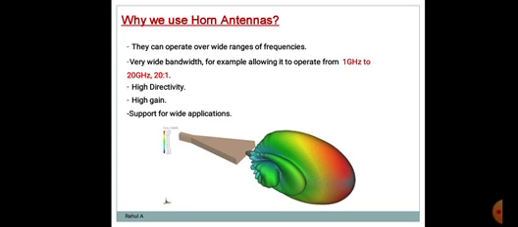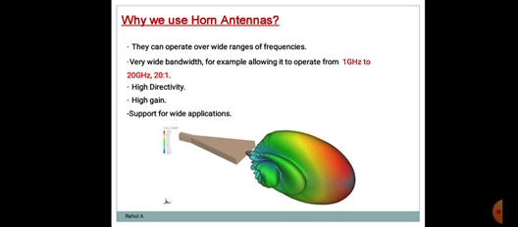Now, why do we use the horn antenna? There are so many antennas, but why do we use this horn antenna? There are certain applications which lead to using only this antenna structure. Why? Because the horn antenna has so many advantages which are hardly possible to provide by any other antenna. The first one, they can operate over a wide range of frequencies.